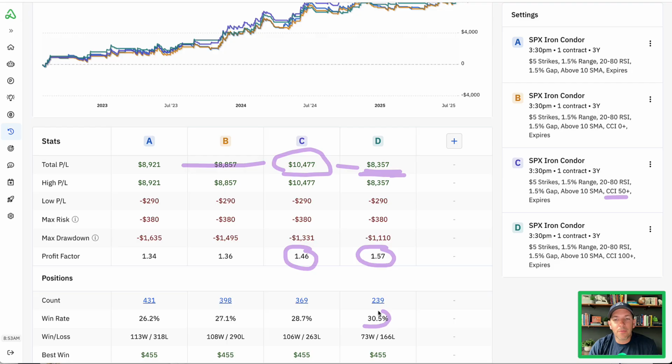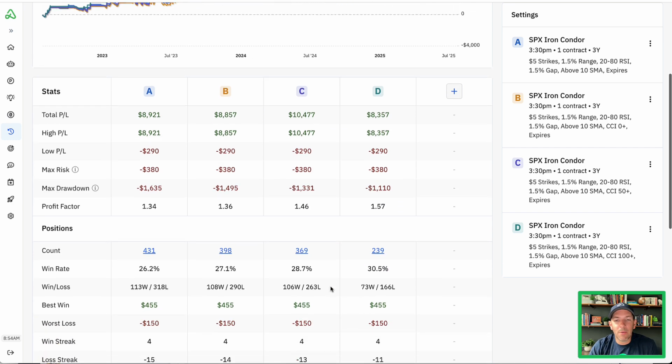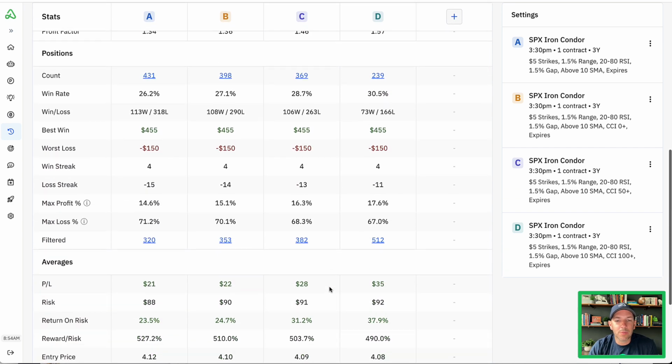You also got, of course, higher win rate here if you're filtering out for 100 CCI. That made a lot of sense, but you did have significantly less trades, 239 versus 369. I like the higher trade count, broadly speaking. I'm not into strategies personally where there's only 10 trades or a couple hundred trades. I want some higher trade counts because I feel more comfortable with those numbers.